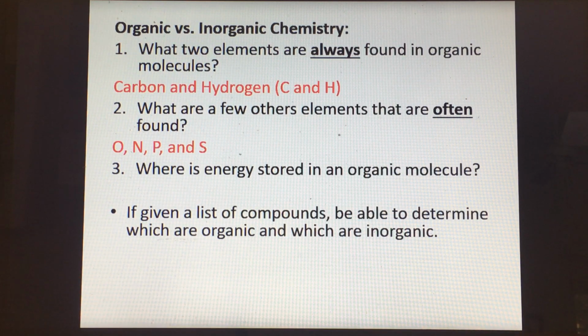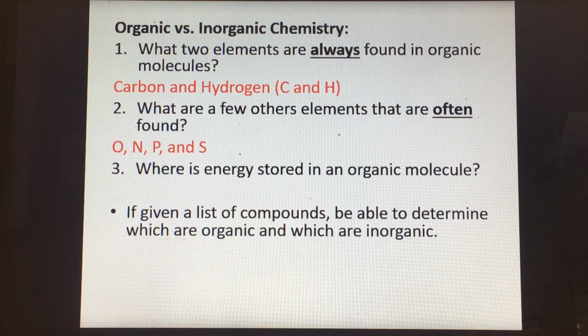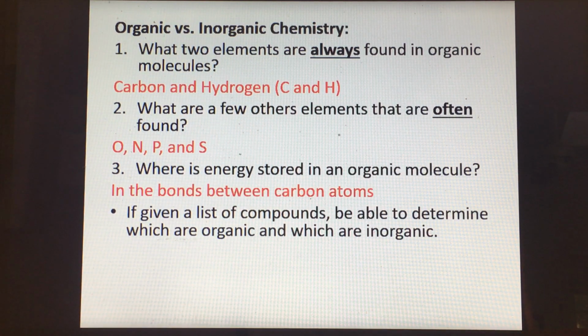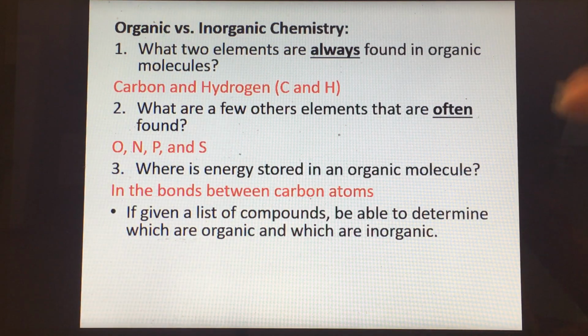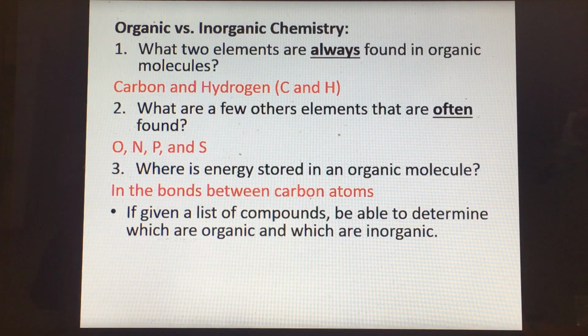So where is energy stored in an organic molecule? In the bonds between the carbon atoms and in the bonds between the carbons and the hydrogens. Now, it's not quite as simple as that. You'd need a lot more chemistry to really understand how this works, but the ability to break those carbon to carbon bonds and form new bonds, or break those carbon to hydrogen bonds and form new bonds, is really how chemical energy is stored. So if you are given a list of compounds, you ought to be able to determine which are organic and which are inorganic.